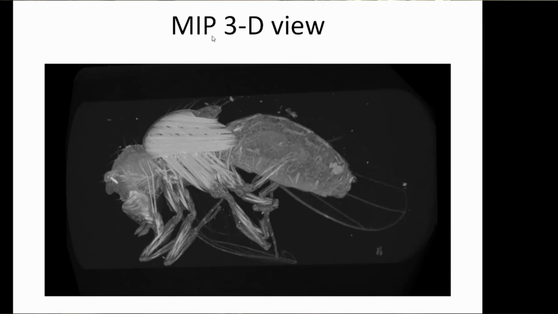So this is a maximum intensity projection of one of these 3mm fruit flies. I want you to notice that the flight muscles, this is the stripy chaps shown here, are particularly well shown.